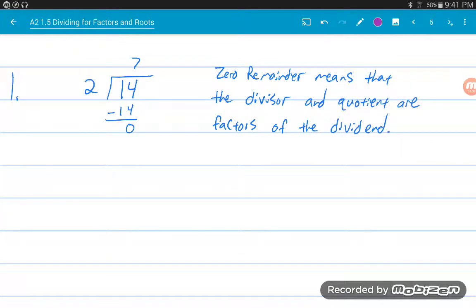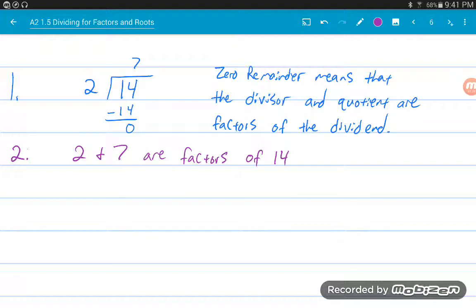In this case, probably not much of a surprise. This is just saying that 2 and 7 are factors of 14. Now this is a connection that we're going to bring forward.